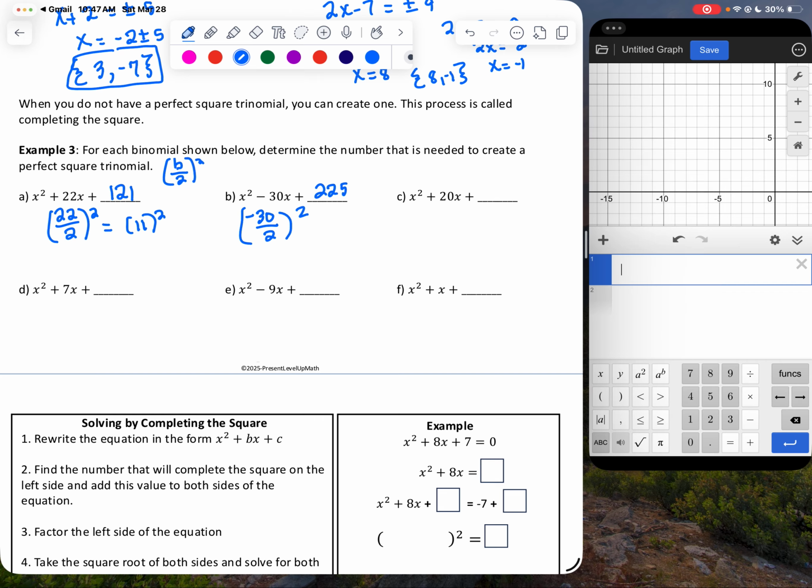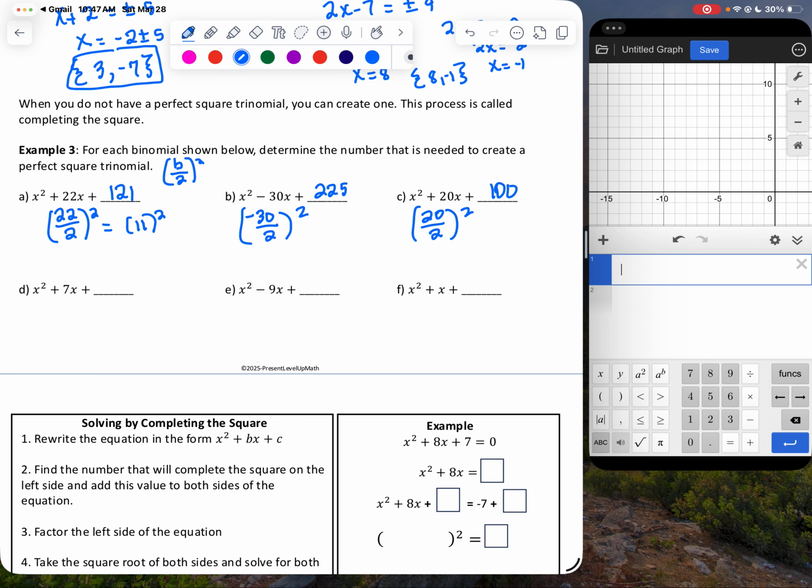All right, pause the video and try problem C on your own. All right, welcome back. Let's see how you did. I did 20 divided by 2, quantity squared, which was 100. All right, now those three, not too bad.